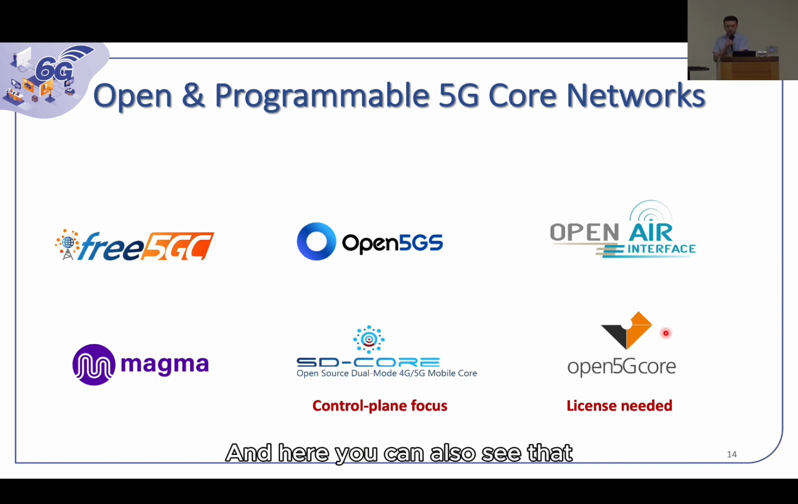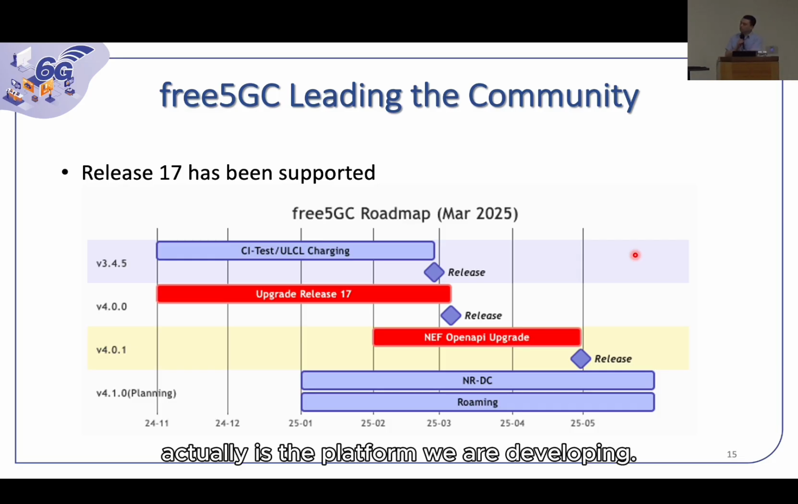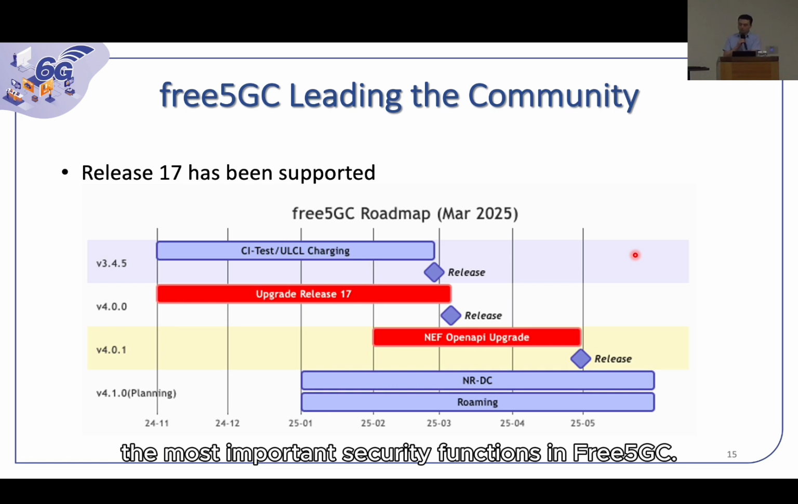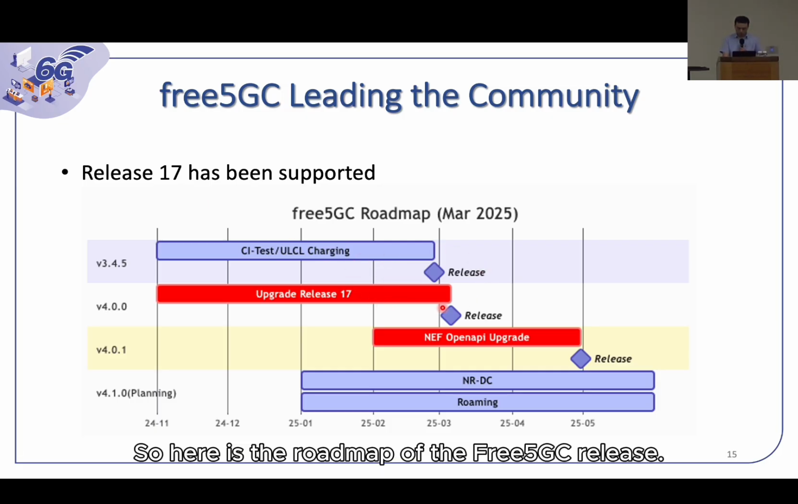And here you can also see that for our research community, we also have many choices for the 5G core network, including free5GC, Open5GS, OpenAirInterface, and so on. free5GC actually is the platform we are developing. Our team is trying to develop the most important security functions in free5GC. Here you can see free5GC already supports the functions up to release 17. Here is the roadmap of the free5GC release.